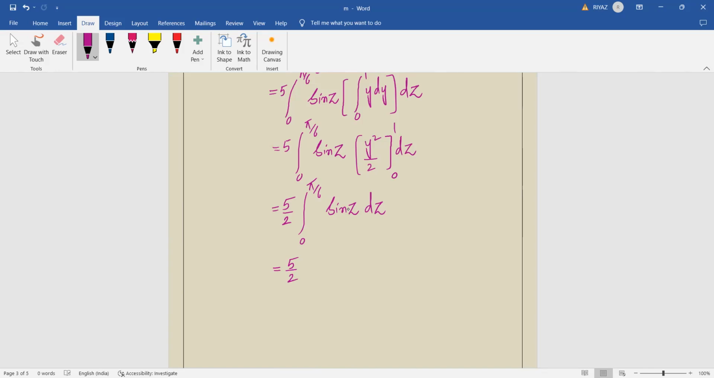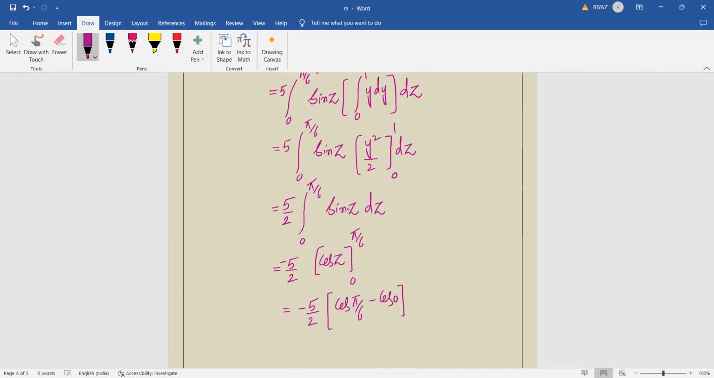Now the integration of sin z is what? Minus cos z. The minus is already written outside, so cos z, with limits 0 to pi by 6. This is equal to minus 5 by 2, upper limit minus lower limit: in place of z we put pi by 6, cos pi by 6 minus cos 0. What is the answer for cos 0?